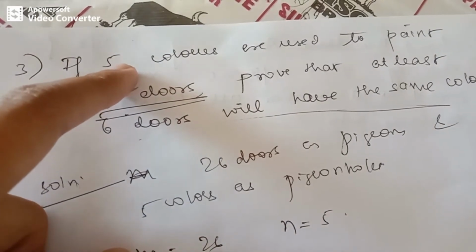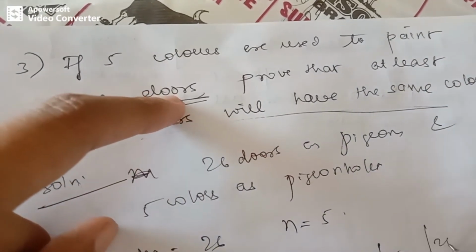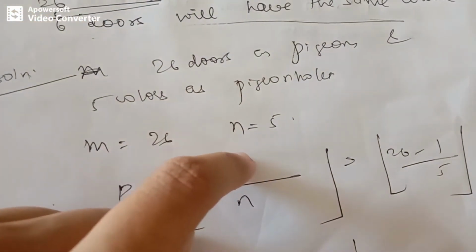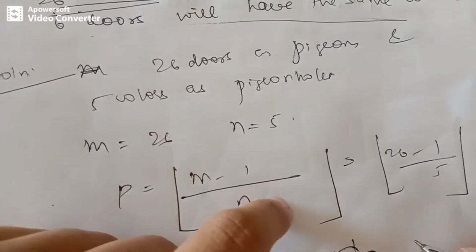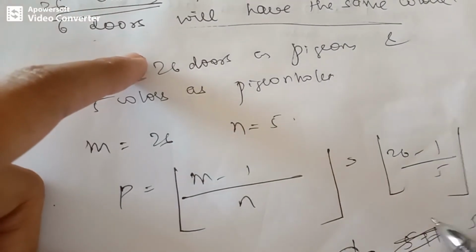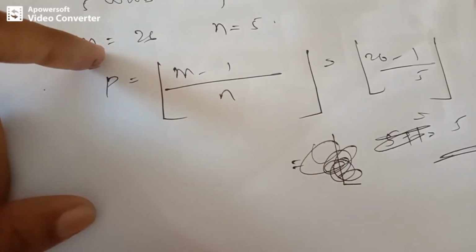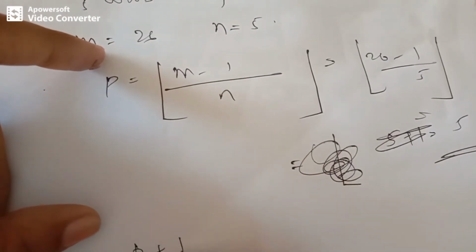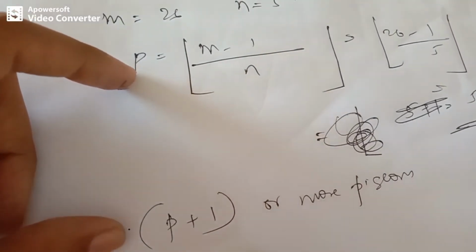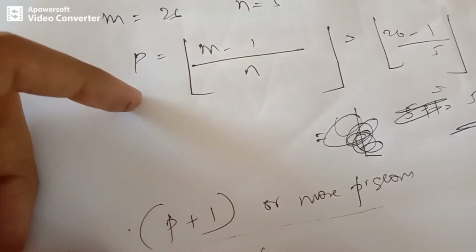Okay. So according to the pigeonhole principle, I will calculate the value for the pigeons. It is (m minus 1) by n, which is nothing but (26 minus 1) by 5 over here. So we get it as 5. I will write directly 5 plus 1. Why I am writing plus 1 is because from this we get just 5, but according to the pigeonhole principle, at least one pigeonhole must occupy p plus 1 or more pigeons. That is, at least one door will have 6.